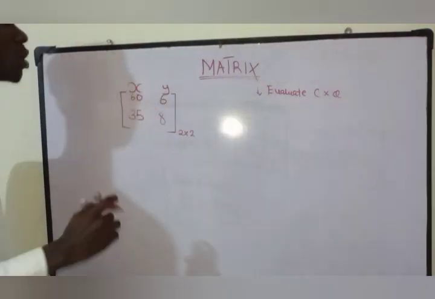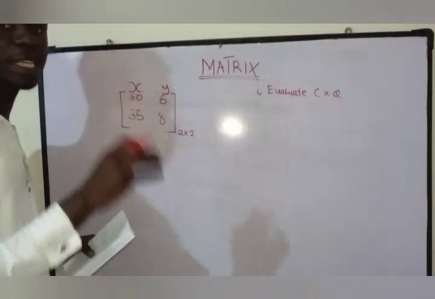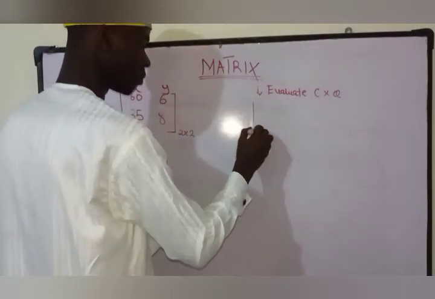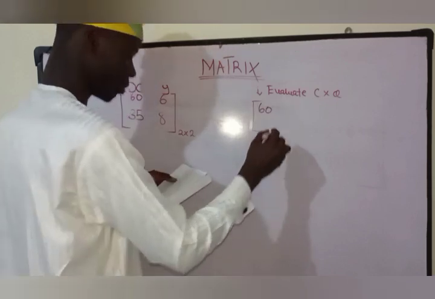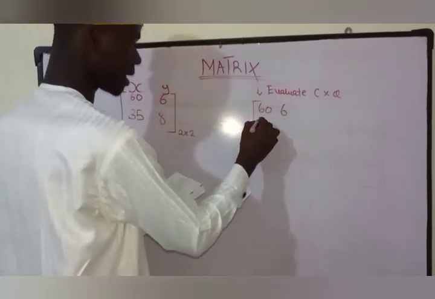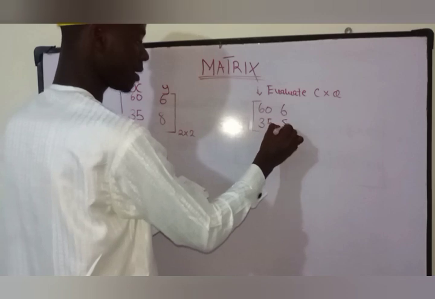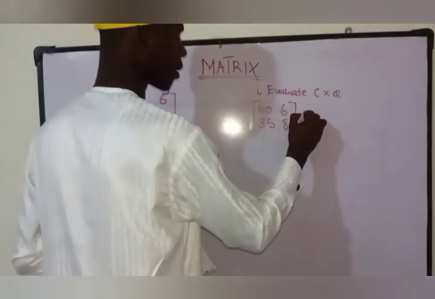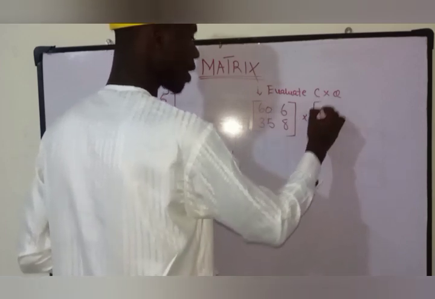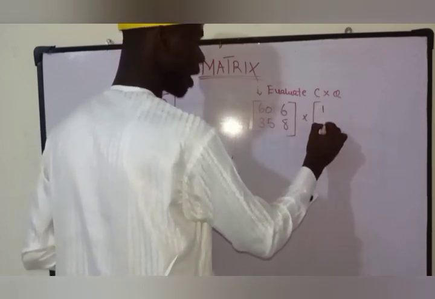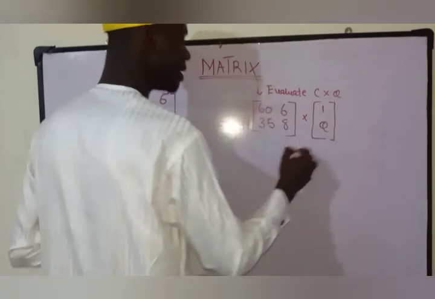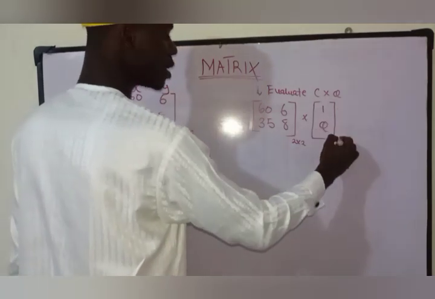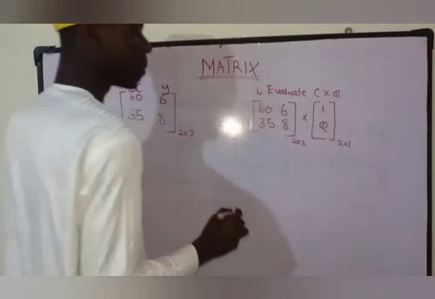Now let's go back to the initial question. The matrix for C, which is the cost, is 60, 6, 35, and 8. This is the matrix for our cost. And the matrix for our Q, which is the quantity, is 1 and Q. This is a 2 by 2 matrix, and this is also a 2 by 1 matrix.